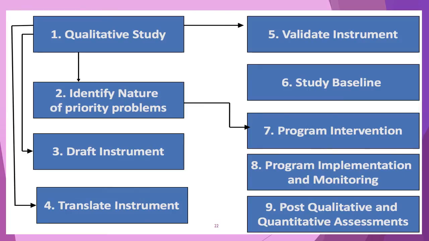Number 1, qualitative study. 2, identify nature of priority problems. 3, draft instrument. 4, translate instrument. 5, validate instrument. 6, study baseline. 7, program intervention. 8, program implementation and monitoring. 9, post qualitative and quantitative assessment.